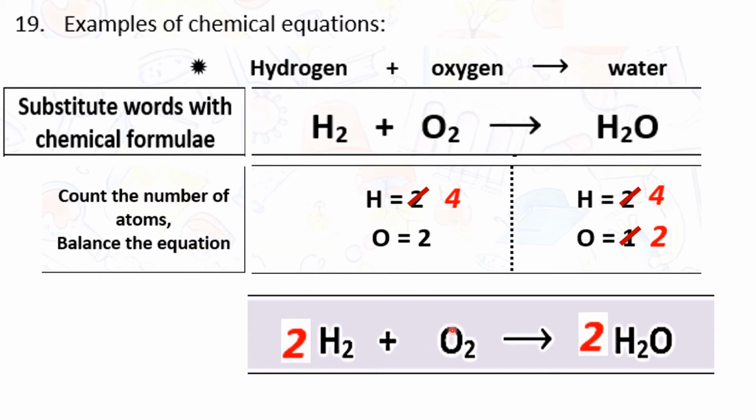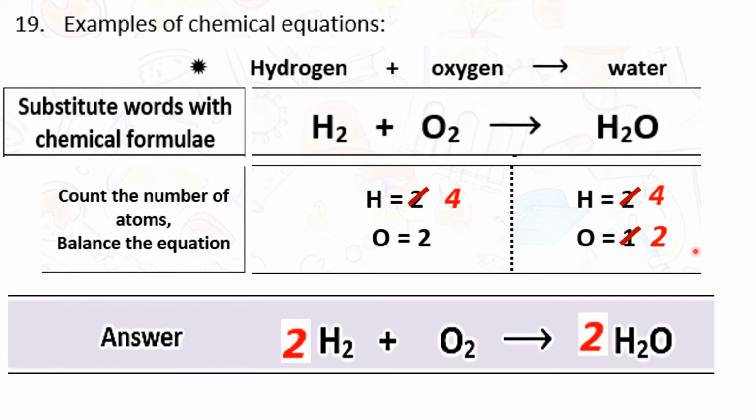So now it's already balanced. Hydrogen is 4 in the reactant, hydrogen is 4 in the product, oxygen is 2 in the reactant, oxygen is 2 in the product. Therefore, the answer is 2H2 plus O2 gives us 2H2O. So this is the balanced chemical equation for water.